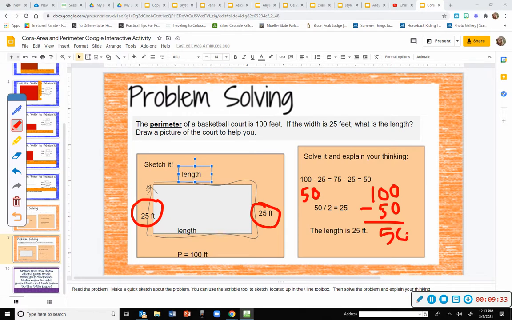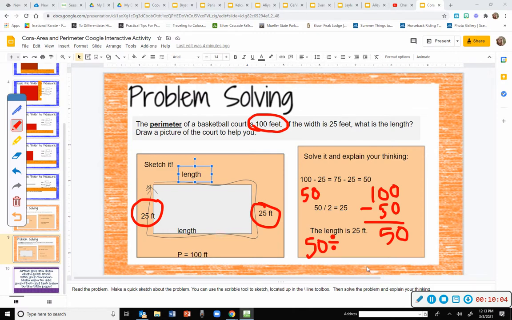50. So is that my final answer? No. No, because if I had said this is 50 and this is 50, I'm already going to have more than 100. Can I have more than 100? No. So it can't be 50. What do I need to do with that 50? Aaliyah, what do I need to do? Divide it. I need to take 50 and divide it by what, Kelsey?